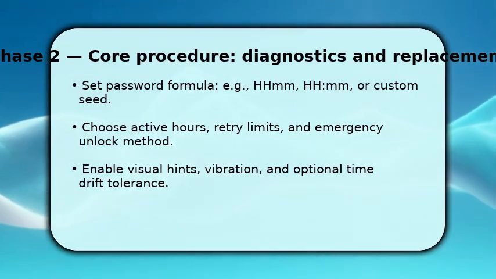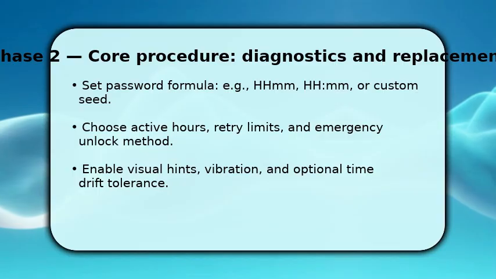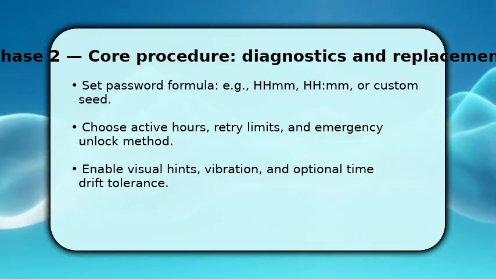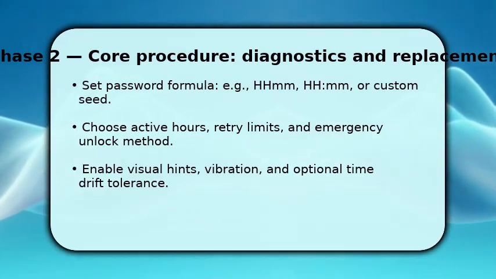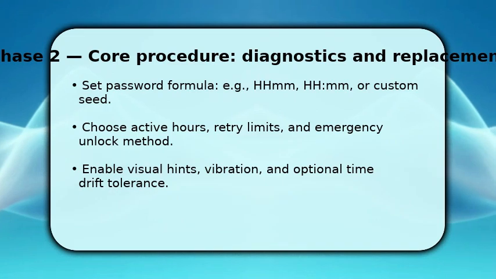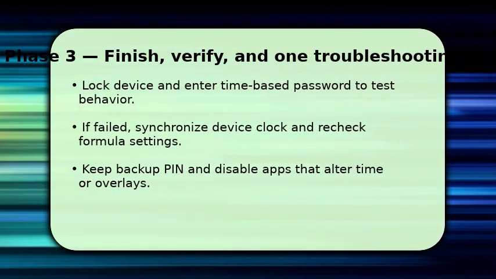Choose an emergency unlock method so you never lock yourself out. Also enable hints, vibration, and a small time drift tolerance to account for clock skew, which keeps the system usable and secure. Lock your screen and try the generated password immediately to confirm everything works.